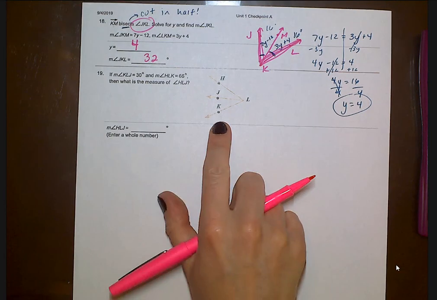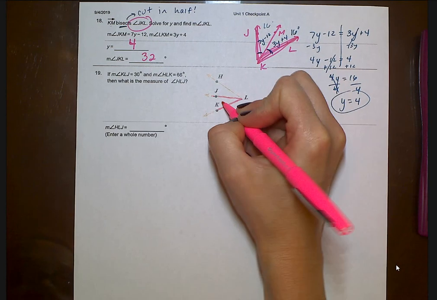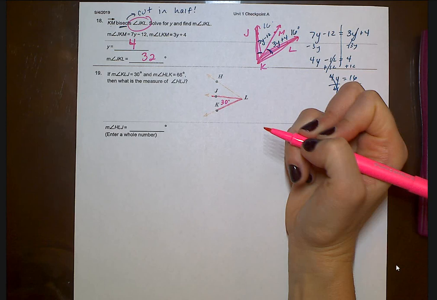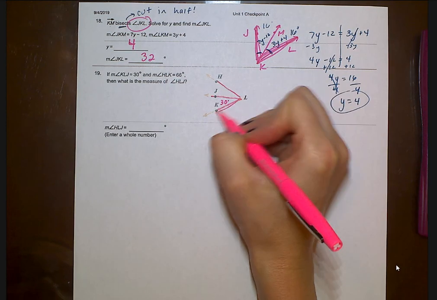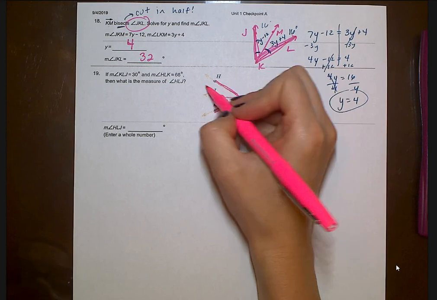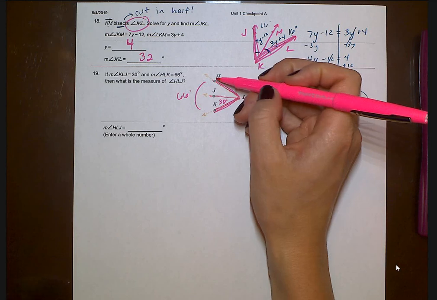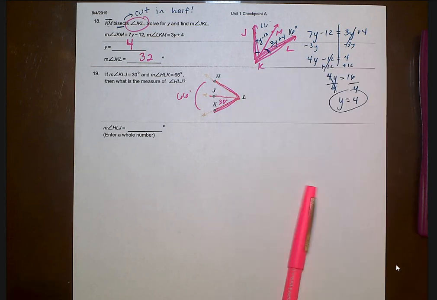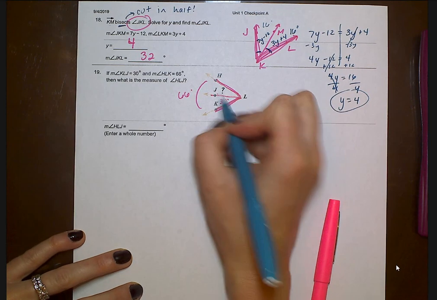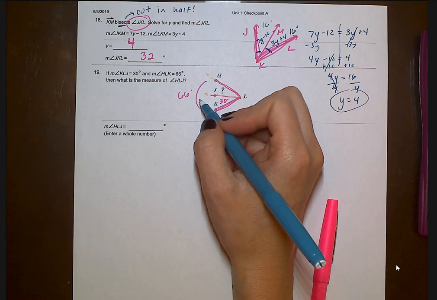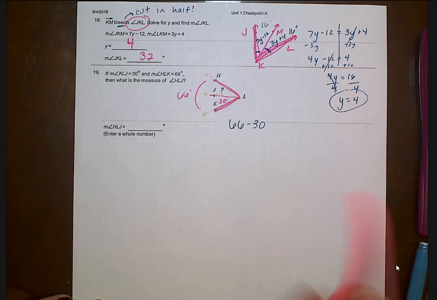Last one, number 19. If the measure of angle KLJ is 30, always label on the picture what they're telling you, and HLK, that's the whole thing, is 66, so the whole thing is 66. What's the measure of HLJ? What's this guy? Well, angle addition postulate, if you add two angles together, it equals the whole thing. So I would do that in reverse on this one, and just do 66 minus 30, which would give me 36 degrees.